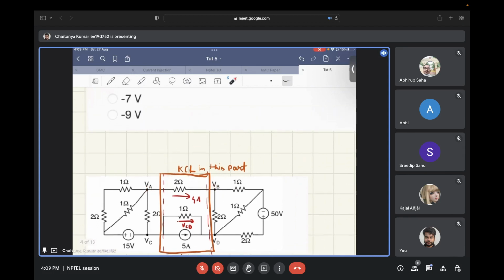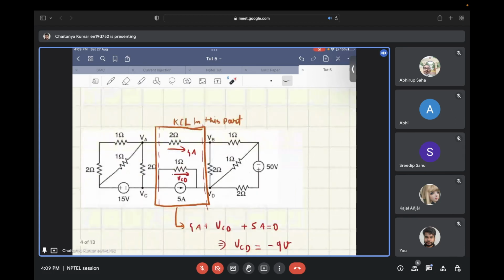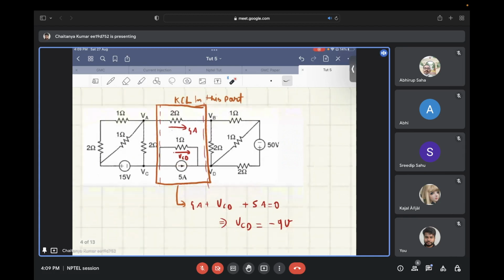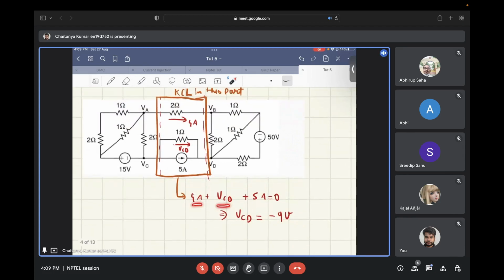So if 8 volts is applied across the 2 ohm resistor, the current that is flowing in this direction is 4 amperes. And assume that VC minus VD is VCD. So VCD will create a current of VCD by 1 ohm across this 1 ohm resistor, and this 5 ampere current source is also there. So if you apply the KCL in this particular section of the circuit, you will get 4 ampere plus VCD plus 5 ampere, because all the currents are flowing in one direction, is equal to 0.